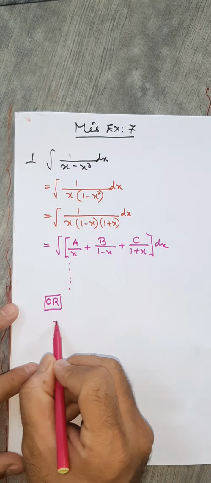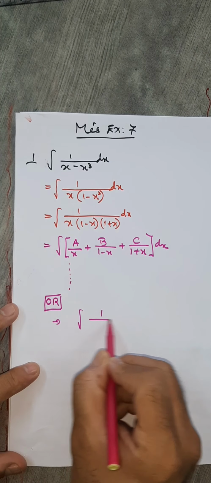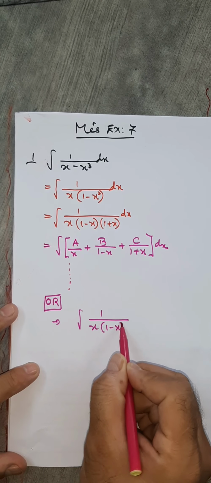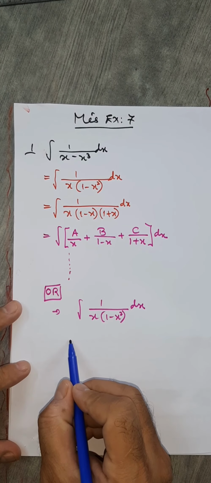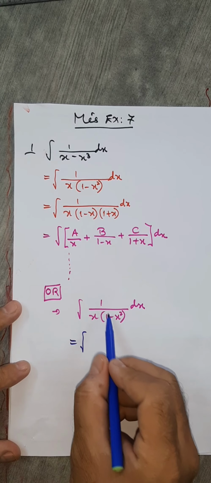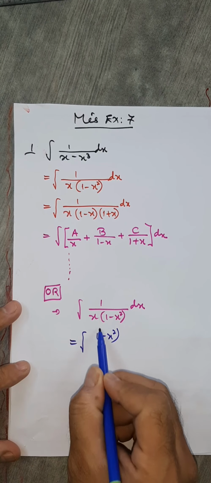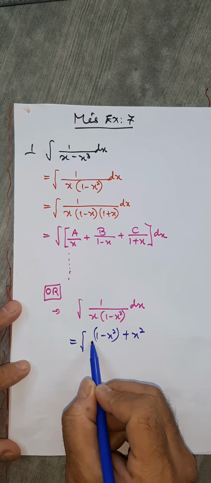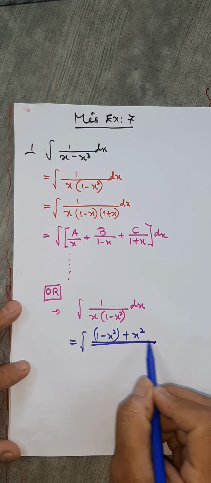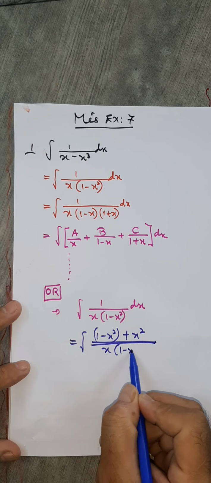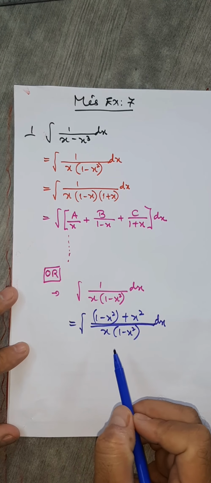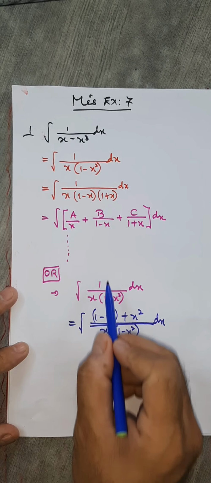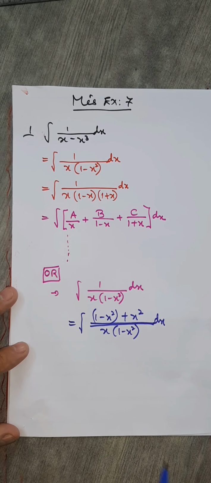See here you have 1 upon x into 1 minus x square. Right? That's what we have. Now what we do, I'll try to set this one in the numerator. So 1 is there, so I'll write minus x square plus x square. What I did, adding and subtracting x square. x into 1 minus x square as it is. In integration always we try to set the lower expression into the denominator, and the derivative expression into the numerator.